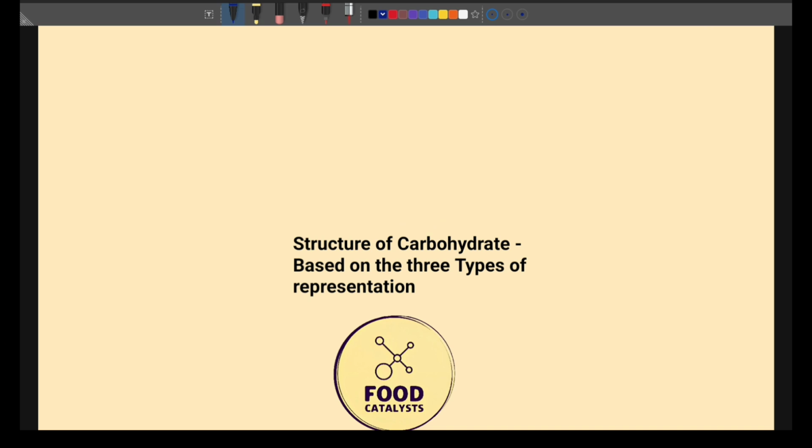This is the structure of carbohydrates based on the three types of representation by Venkadesh, and welcome to Food Catalyst.